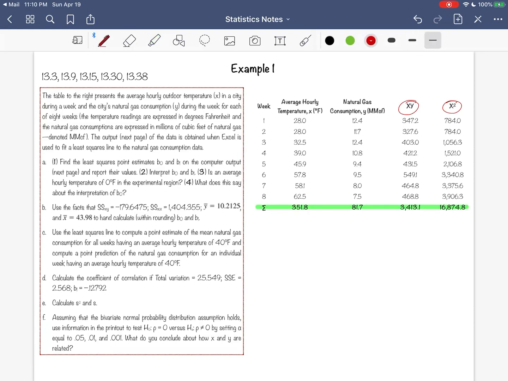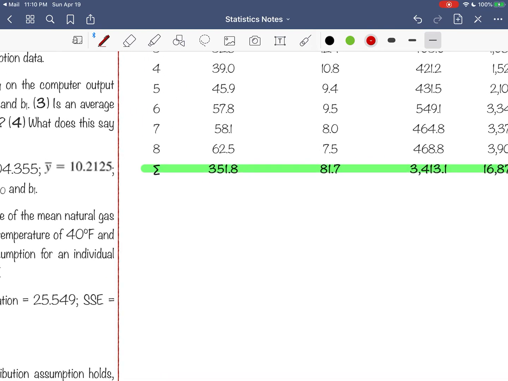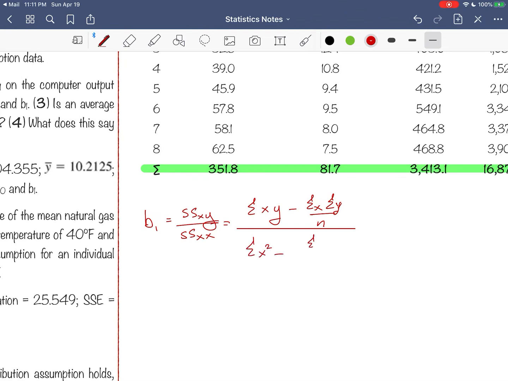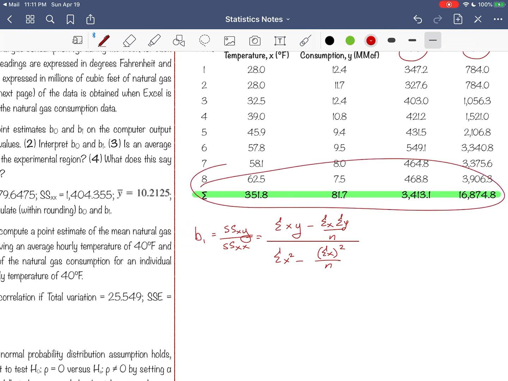So if you look at your notes, you'll recognize that to calculate the slope, you need what is called SSXX and SSXY. So the slope B1 is equal to SSXY divided by SSXX. SSXY is nothing more than the sum of X times Y minus the sum of X times the sum of Y divided by N. And the denominator is SSXX. It is the sum of the square of X minus the sum of X squared divided by N. And so this row here essentially gives you all those pieces that you need.